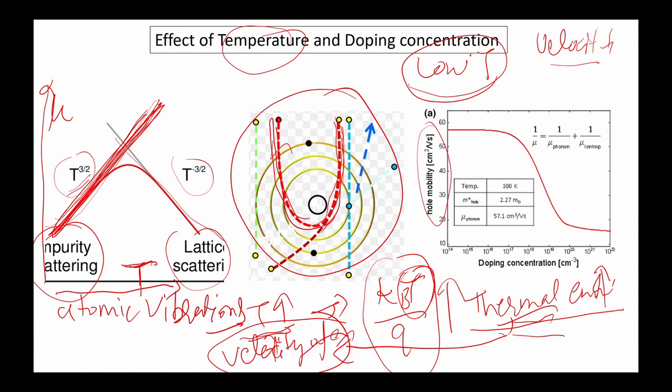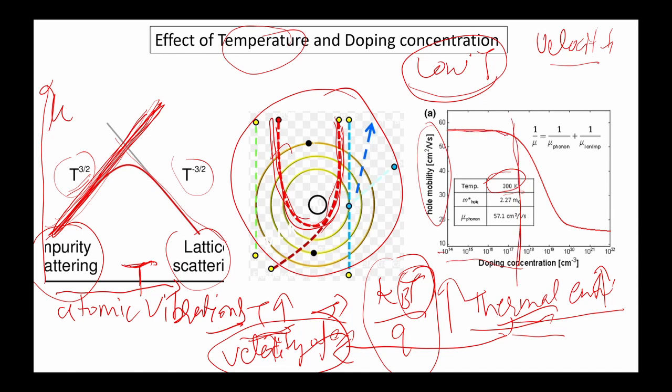This is the hole mobility, and at lower doping concentrations it was at this level. This is for constant temperature, which is 300 Kelvin. We are not changing the temperature. If we change the temperature, it won't hold, because other things will come in. So we need to keep the temperature constant when we are measuring the doping effect. At 300 Kelvin, up to a certain doping, it will be constant.